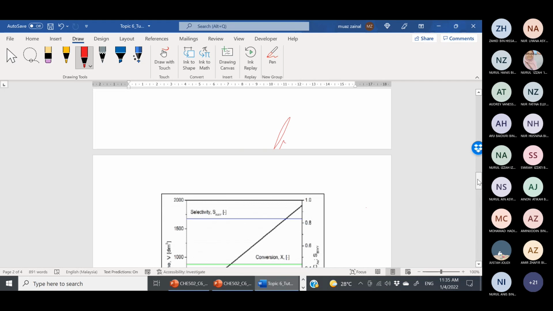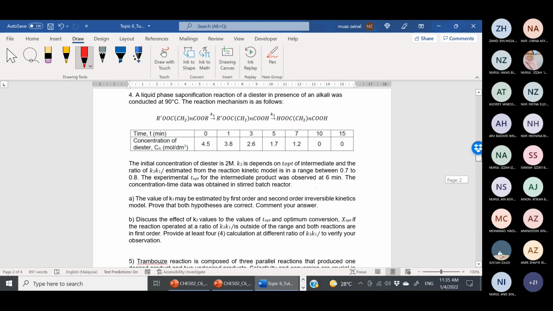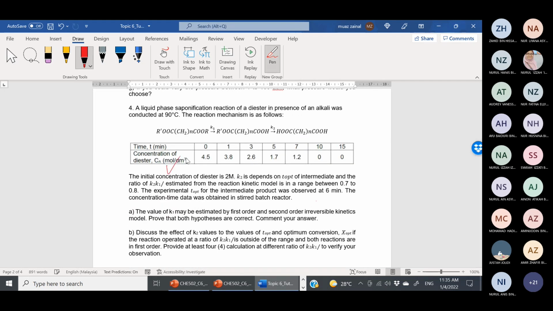Okay, so sekarang ni dia dah bagi value of CA0. Dan juga dia kata K2 ni adalah dependent. Dia bagi K2 over K1 ni dalam lingkungan 0.7 hingga 0.8. Daripada sini of course you kena ada value of K2 and value of K1. Dia kata the expected T-op for the intermediate product was observed at 6 minutes. Dia dah bagi T-op dia adalah dalam 6 minit.